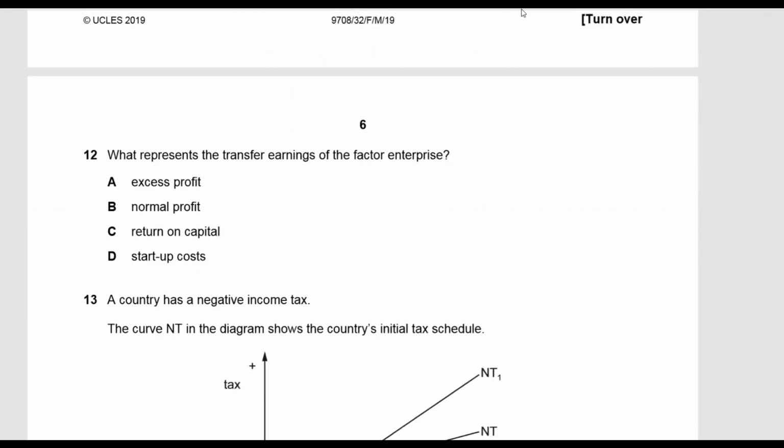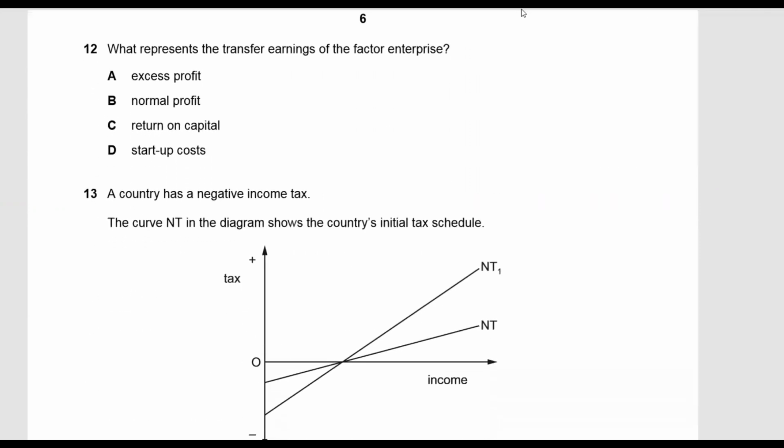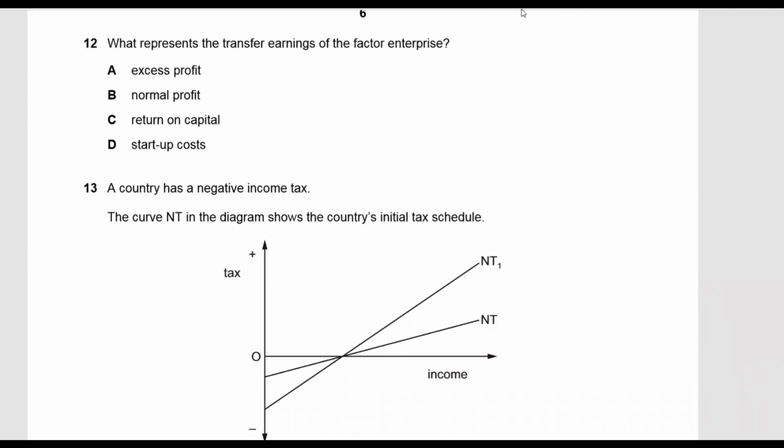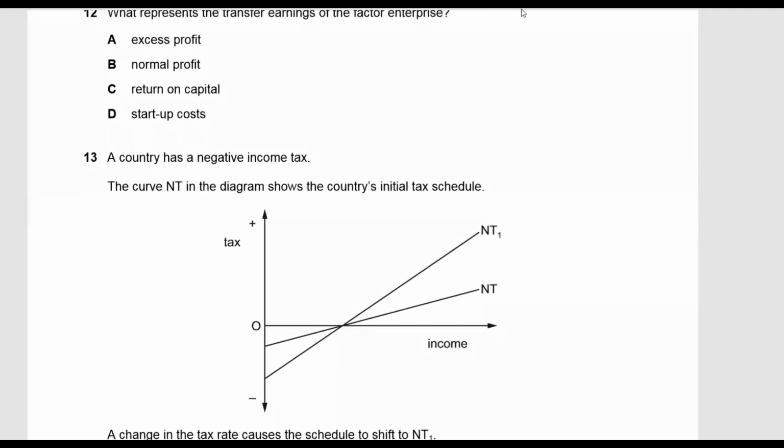Question number 12 says, what represents the transfer earning of a factor enterprise? Earning of enterprise is profit, definitely. So option B is correct answer. Normal profit is the transfer earning of enterprise. If we shift enterprise to another use, then normal profit will be the transfer earning.